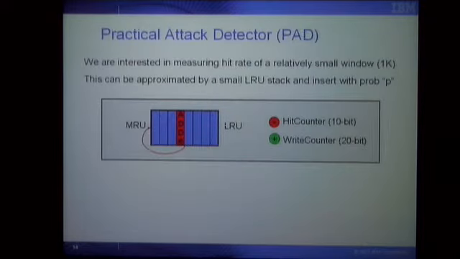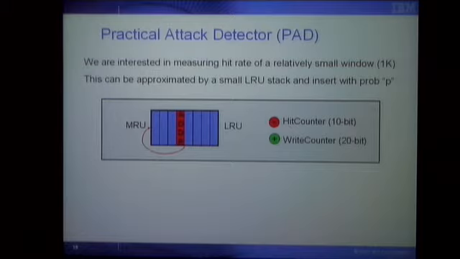The key insight that allowed a practical solution is that most of the lines would not give you a hit while in the detector. If there's an attacking line, it will be written a large number of times. So if you do things probabilistically, you can converge on a very good hit rate. You can converge on the real value. So we can approximate the hit rate of a large window by a smaller window by just inserting with a small probability. If the line is written again and again, it will eventually enter the detector, and it will stay in the detector and give hits. And this is what we call a practical attack detector.